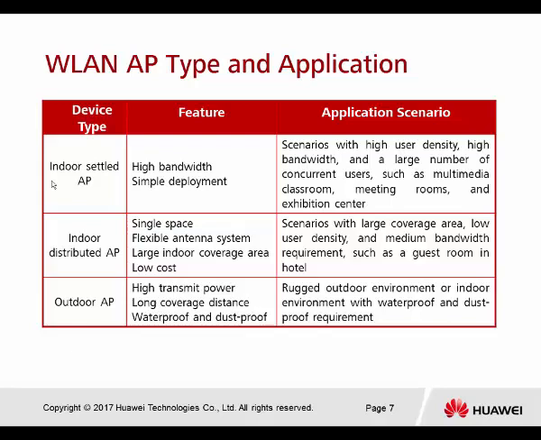Then outdoor AP, with high transmit power. The transmit power will be very high. The reason they adjust the transmit power is that outdoor AP is most often used for WDS point-to-point, far distance coverage. And they need to be waterproof and dustproof.